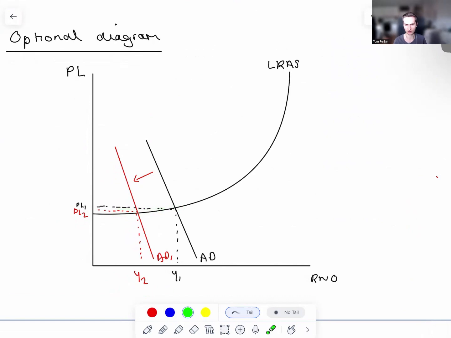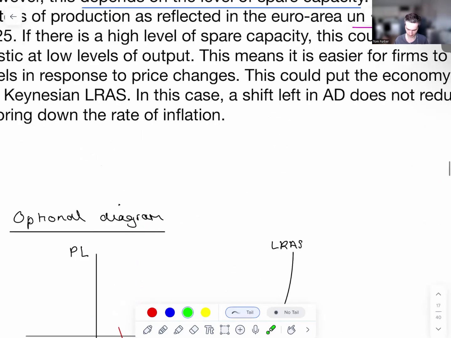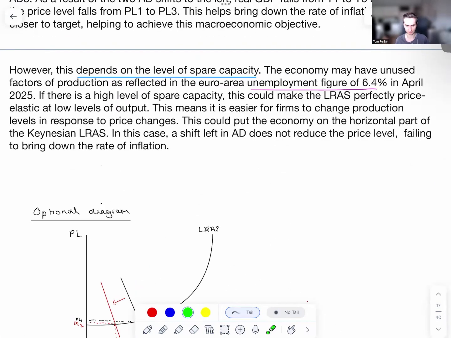So this means if you've got high spare capacity, if you're in a deep downturn, for instance, and you try to reduce AD by using quantitative tightening, you're not going to reduce inflation by much. And we've explained that point in words in the text.